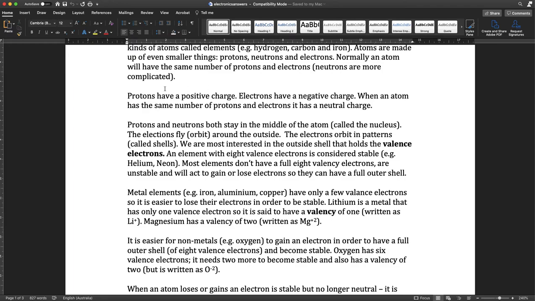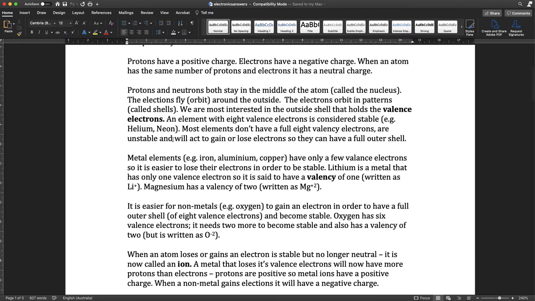Protons have a positive charge. Electrons have a negative charge. When an atom has the same number of protons and electrons, it has a neutral charge. So that makes sense. If we have too many protons, we're going to have a positive charge. If we have too many electrons, we're going to have a negative charge. But normally, an atom has the same number of positive and negative. So helium, for instance, has 2 electrons and 2 protons. So it's neutral, like Switzerland.